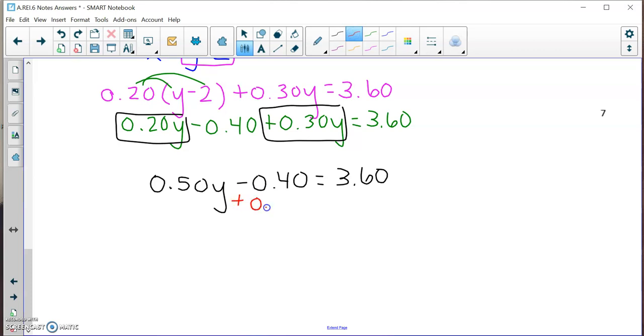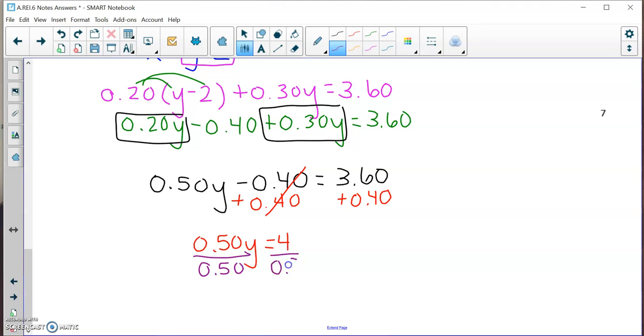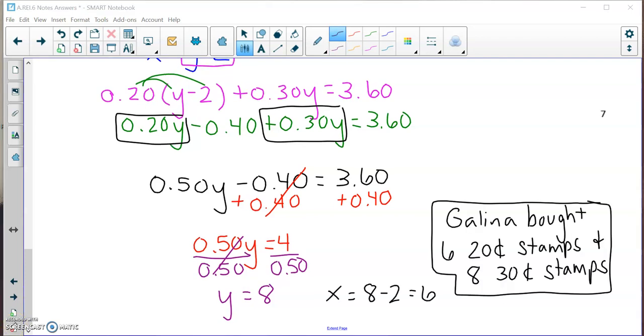Adding this over. And dividing, the number of 30-cent stamps comes out to be 8. I want you to pause the video and try to find the number of 20-cent stamps now. And here's your answer, 6 20-cent stamps, 8 30-cent stamps.